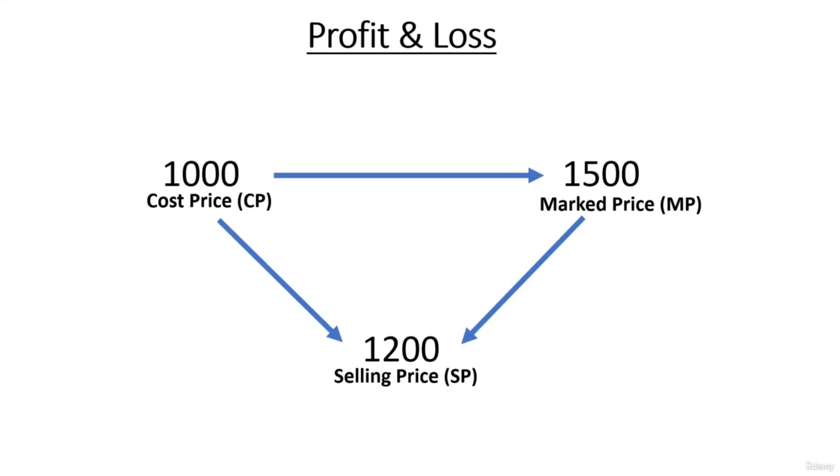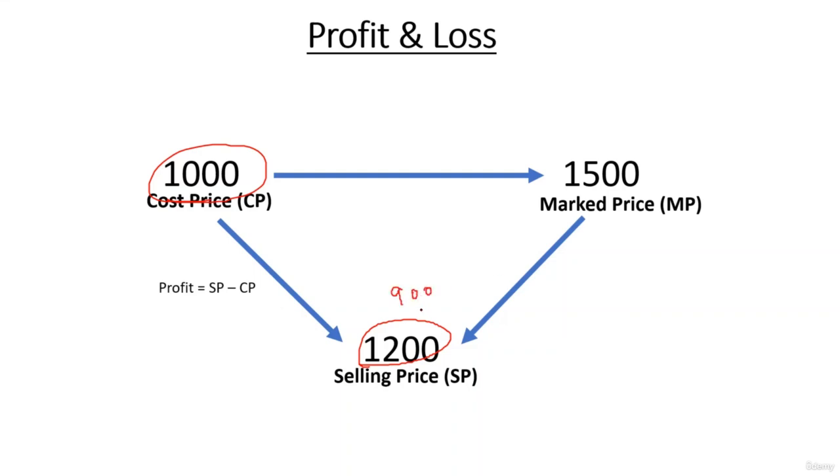Okay, so let's understand. We first try to establish a connection or relation between the cost price and selling price. If you observe carefully in this example, the cost price was 1000 rupees, selling price is 1200. The trader is gaining something, right? And the gain is 1200 minus 1000. So this gain is basically nothing but the profit, and profit is nothing but the selling price minus the cost price.